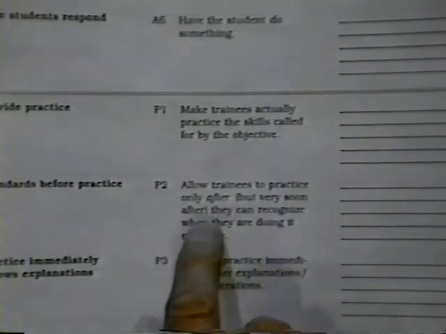All right, now let's look at P2 over here. This says, allow trainees to practice only after they can recognize when they are doing it correctly. I remember talking to a couple of fathers who said, proudly by the way, you know how I taught my kid to swim? You got it. I threw him in the river. How's that for cleverly designed instruction?